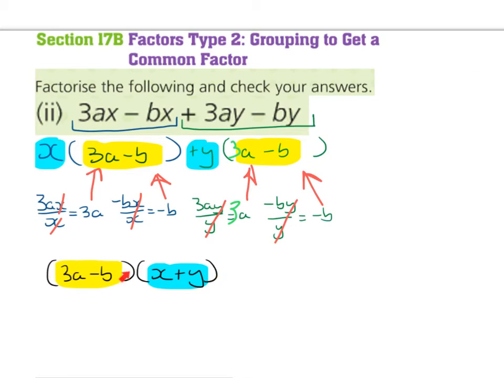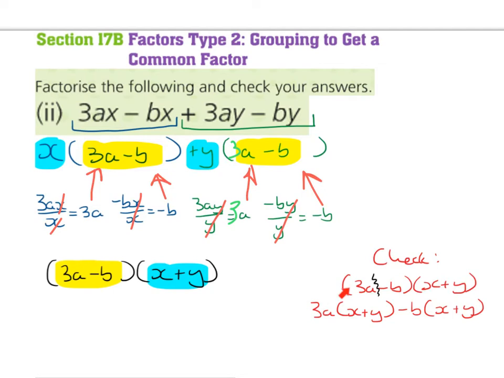So we're going to check our answer, so we're going to write this out again, multiply out the brackets, and see do we get back to the start. So we write out our 2 sets of brackets, 3a minus b multiplied by x plus y. We crack open the first egg, we bring down the 3a. We stick on the second egg, which is x plus y, we bring down the minus b, and we stick on the second egg, which is x plus y again.